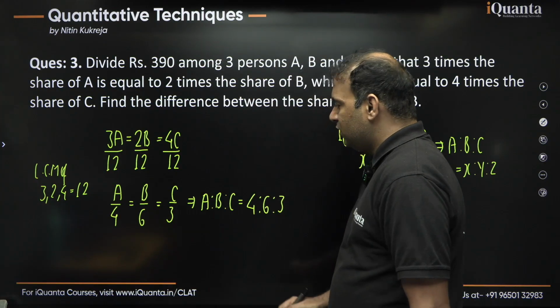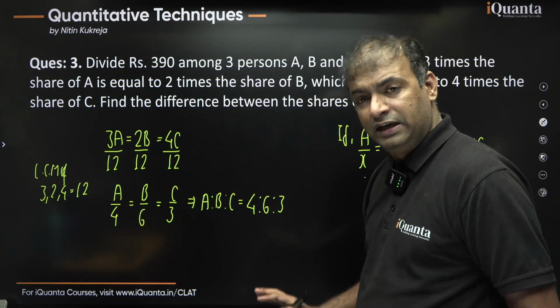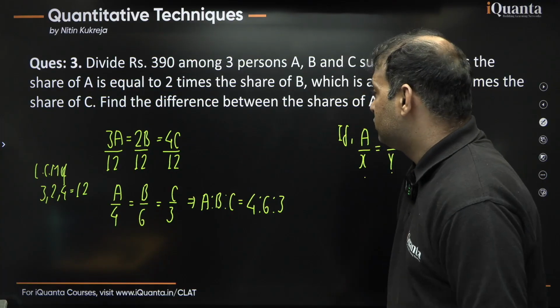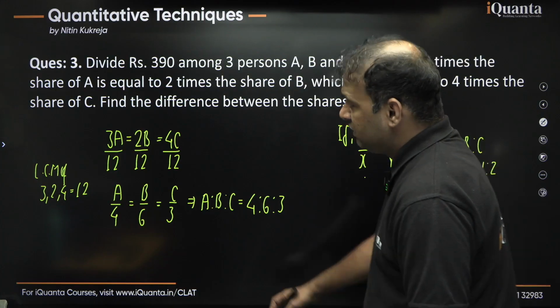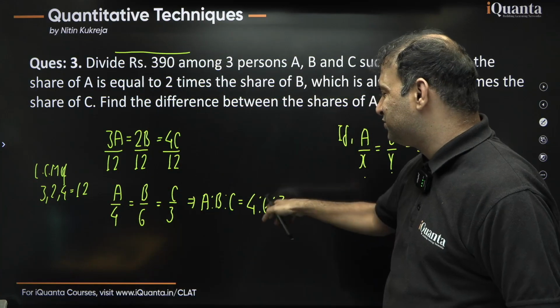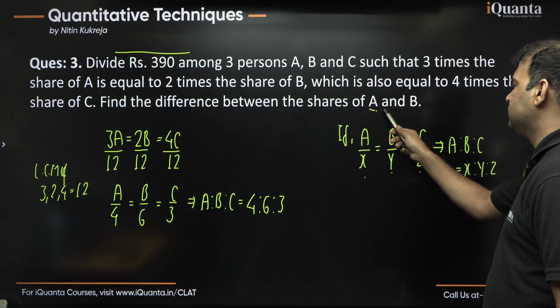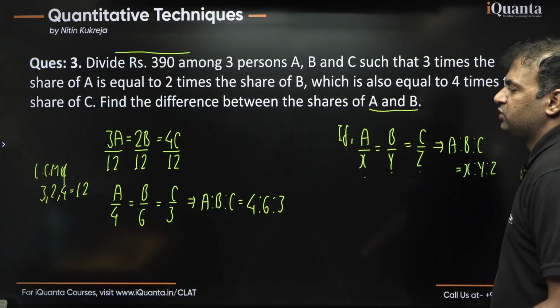That's great. Now finally we got the ratio of a, b and c, and then the question will become very easy in terms of solving. Remember, the question is saying what? We have given in the beginning that 390 is divided among a, b and c, right? That means the total share of them should be 390, okay? And the final question is to find the difference between the shares of a and b.